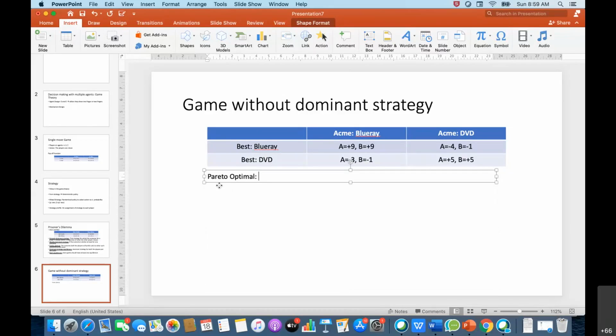Pareto optimal for this game is Blu-ray. Okay, so this is going to be the Pareto optimal for this game. There would be two Pareto optimal if the award value of Blu-ray was +5, +5. Then there will exist two Pareto optimal for this game. But since it is higher than this one, therefore this is the only Pareto optimal that this game does have.